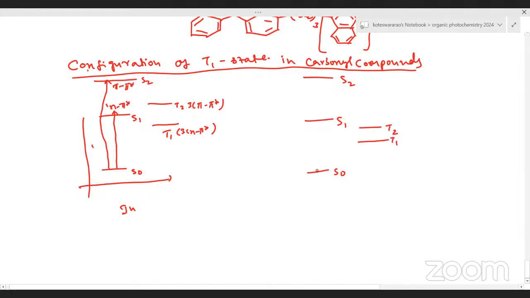Now, whenever the singlet n-π* state is occurred, what's happening? Intersystem crossing happens to the T2 state. What is this T2 state? Triplet of π-π* state.